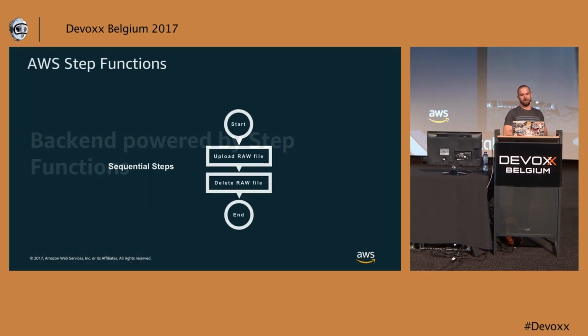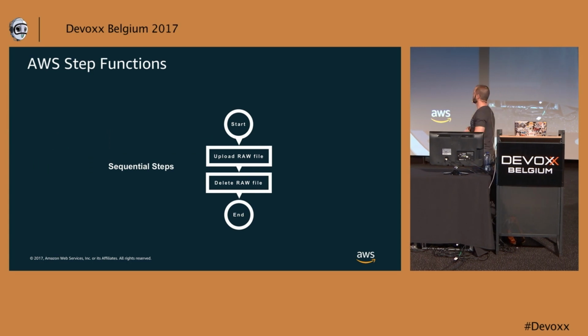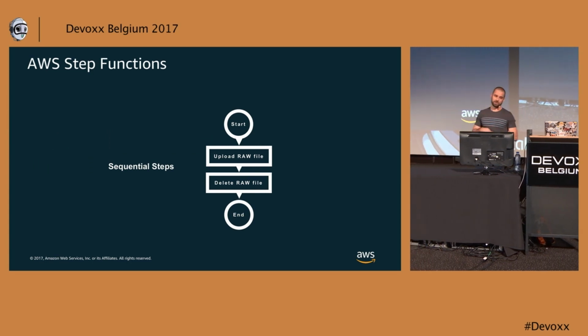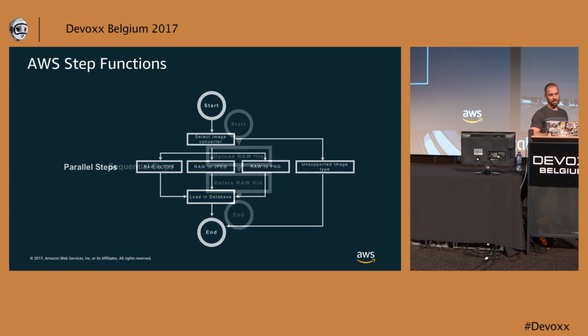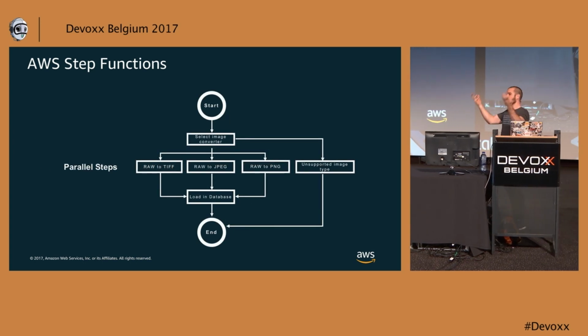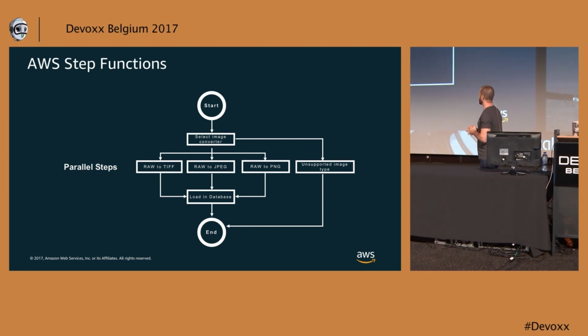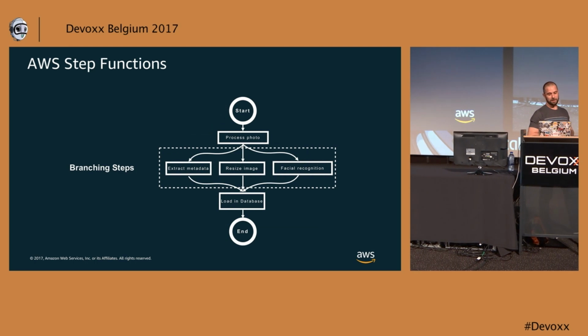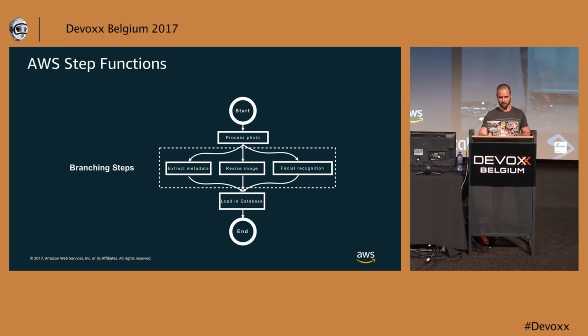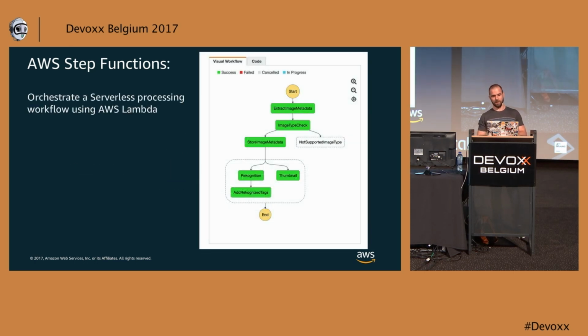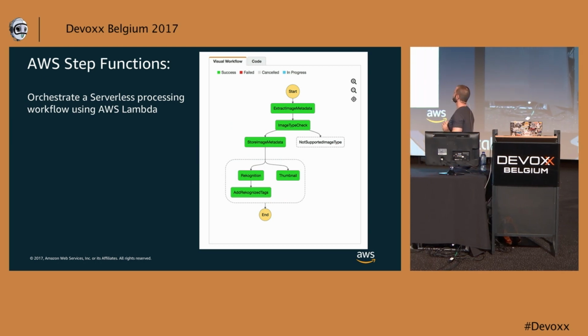So you have a start. And then you can, for example, do sequential steps. You can do parallel steps, so if you have a workflow that is executing a bunch of things in parallel, you can do it. Or you can do branching steps, which are independent of each other as well. And then you regroup all those results at the end. The Step Functions workflow we're using for this demo is that one.